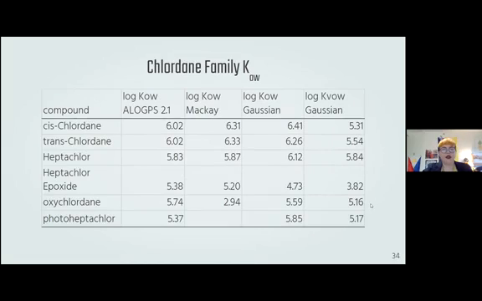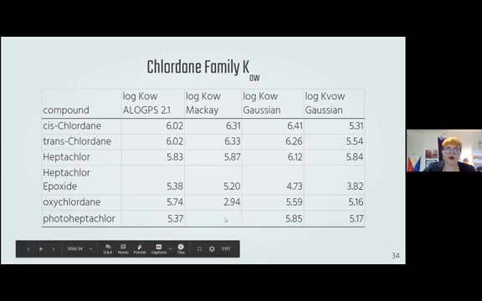Here are the values for the Chlordane family, and I want to note that the values themselves are not what we're looking at right now, just some of the patterns that we see. We see the same value for stereoisomers. We see a lower Kvow, so the olive oil water partition coefficient, and we're missing one for the McKay calculations.